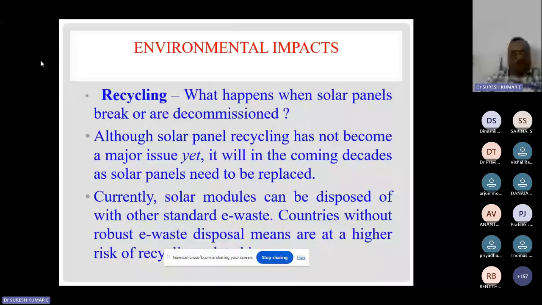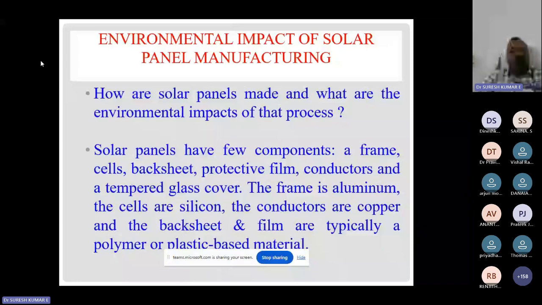Now, at the time of panel manufacturing, we will see how solar panels are made and what the environmental impacts are. Solar panels have a few components. One is a frame, made of metal. Then cells, the PV cell I mentioned previously, a backsheet, a protective film, then conductors and the tempered glass cover on top. The frame is made of aluminum, the cells are made of silicon, the conductors are of copper, and the backsheet and film are typically polymer or plastic based material. Again, naturally, the issue arises.